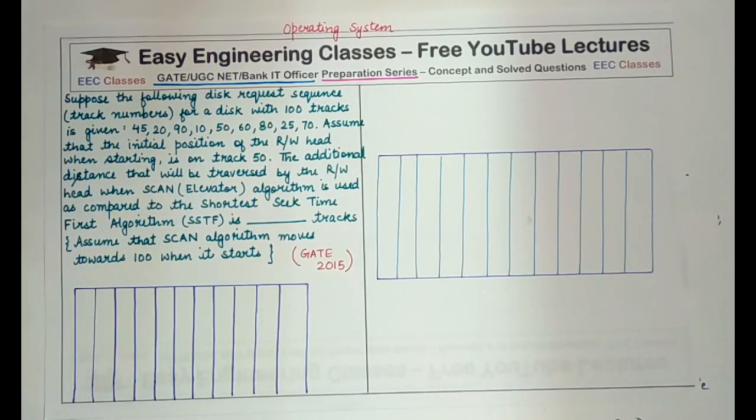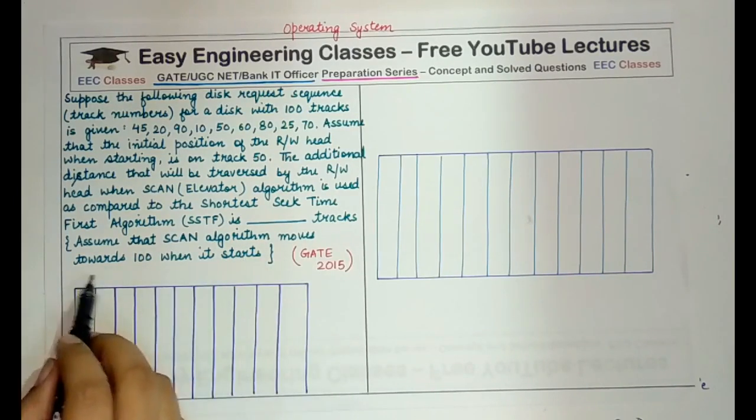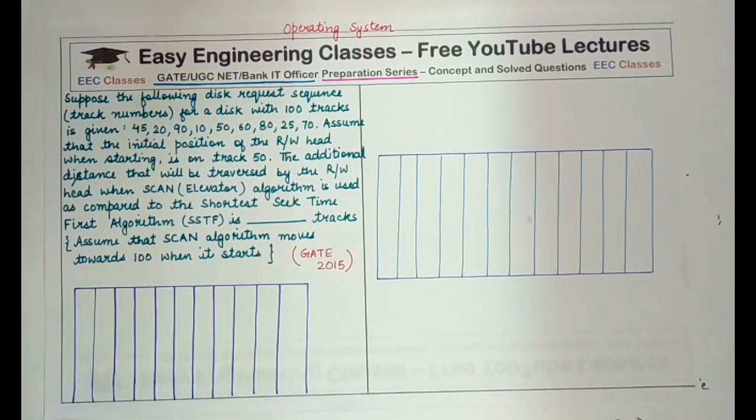The additional distance that will be traversed by the read-write head when SCAN or the elevator algorithm is used, as compared to the shortest seek time first algorithm, is dash number of tracks. So you have to assume that the SCAN algorithm moves towards 100 when it starts.